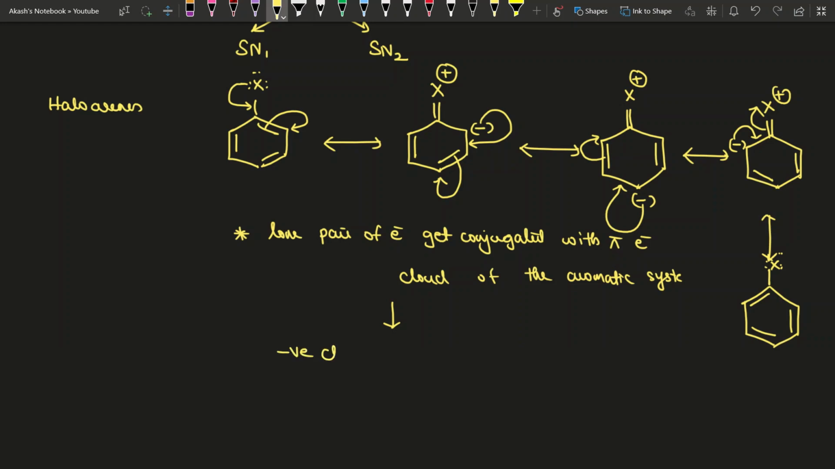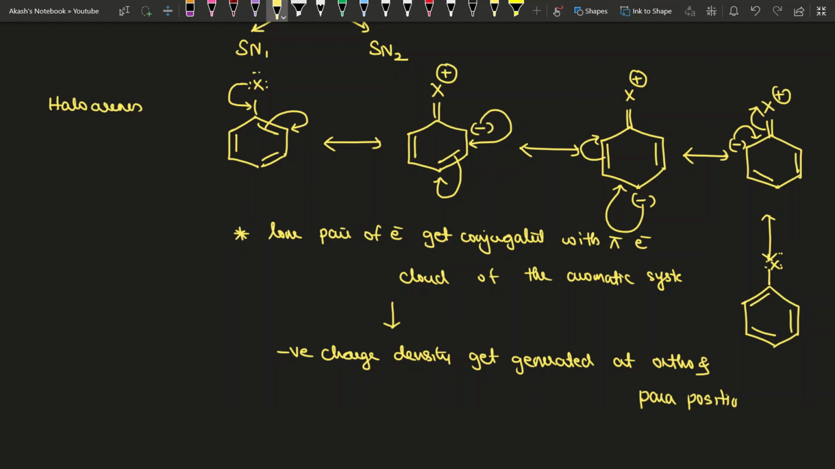So negative charge density gets generated at ortho and para position. See, as a result of resonance, the negative charge density is getting generated at the ortho and para position. So obviously it would be very difficult for a nucleophile to come and interact, because the ring is more enriched with electron density. So the nucleophile will not be interested to come and attack the benzene ring.